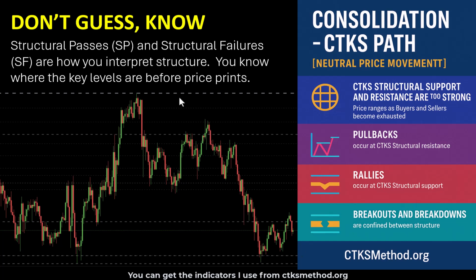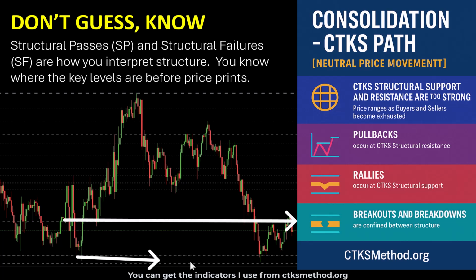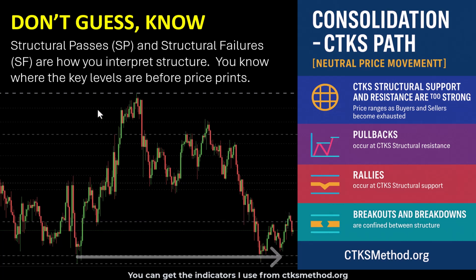When you get into ranging or consolidation behavior, what you will find is the price is moving between structural levels. Typically, how people mark up their charts, price has to print before they actually do some kind of support or resistance line. With level 1 and level 2 standard certification, the lines are already drawn in advance. This means that the way you look at CTKS structure is completely different from other methods of technical analysis. We look in terms of structural passes and structural failures.